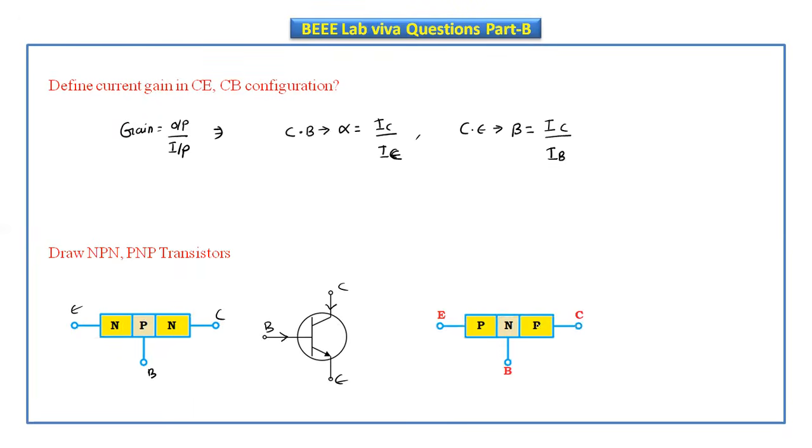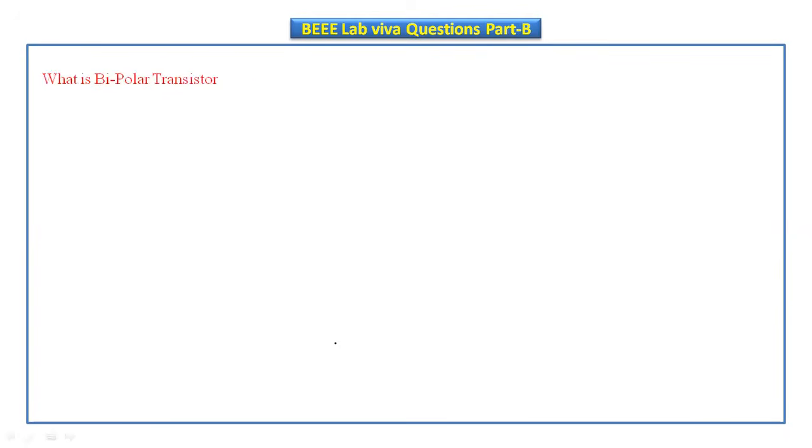In case of PNP transistor, which is having the three terminals, emitter, base, and the collector, this is the symbol of the PNP transistor. In PNP transistor, emitter current direction is inside, and the remaining currents, the base current and the collector current, are outside. It should satisfy IE is equal to IB plus IC equation. These are the symbols of the PNP and NPN transistors.